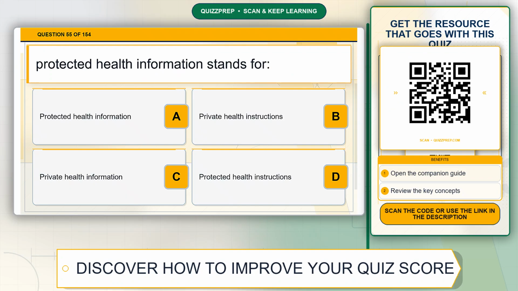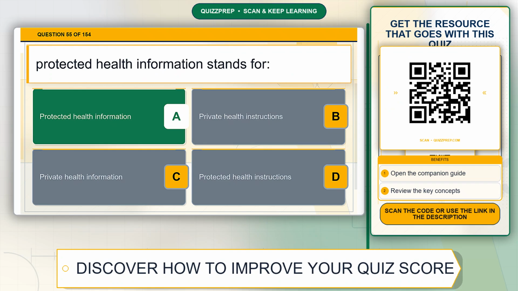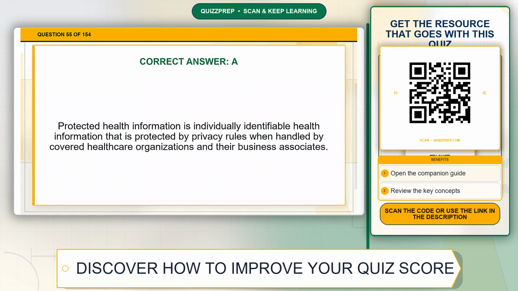Question 55. Protected health information stands for Option A, protected health information. Option B, private health instructions. Option C, private health information. Option D, protected health instructions. The correct answer is option A, protected health information. Explanation. Protected health information is individually identifiable health information that is protected by privacy rules when handled by covered healthcare organizations and their business associates.